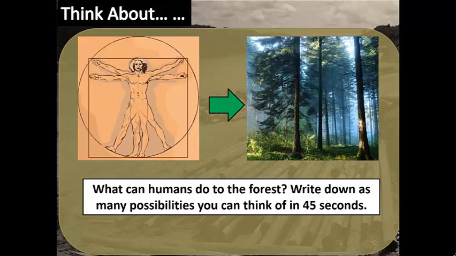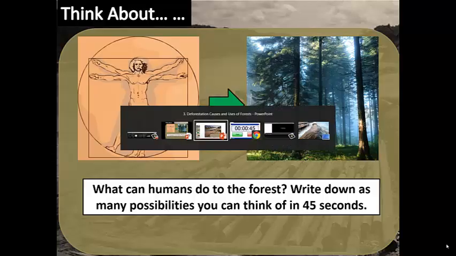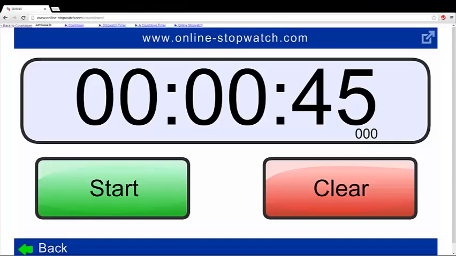Humans have played an important role in changing the environment, and the forest is no exception. Using Handout 2, think about as many things as you can that humans can do to a forest. You have 45 seconds. Let me use this timer to time you. Are you ready? The time starts now.